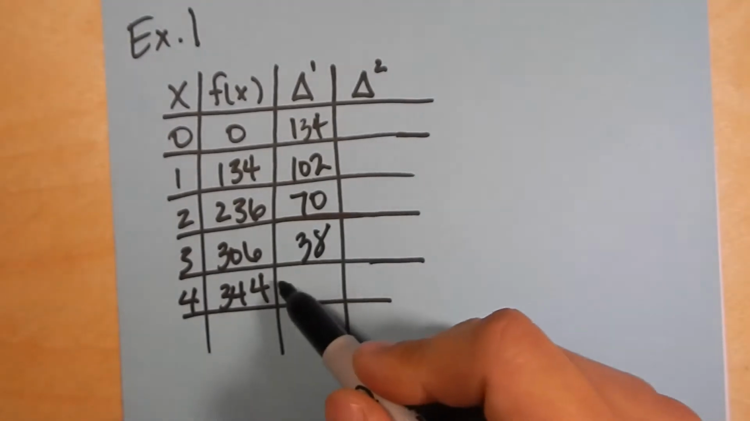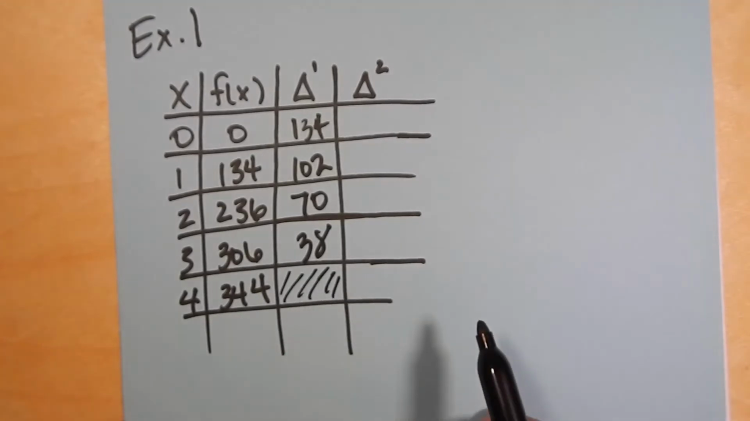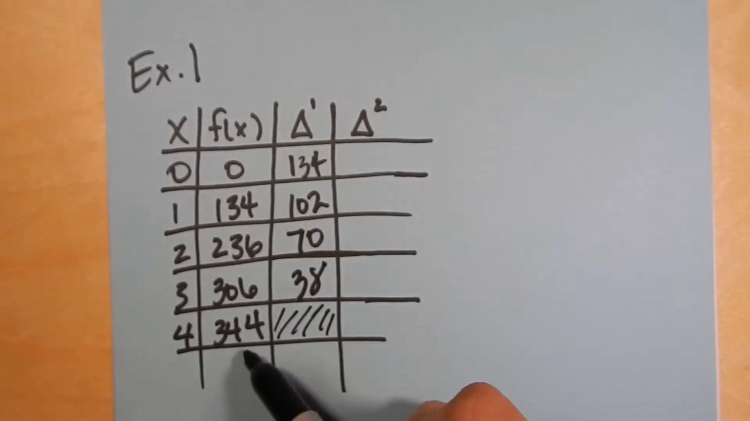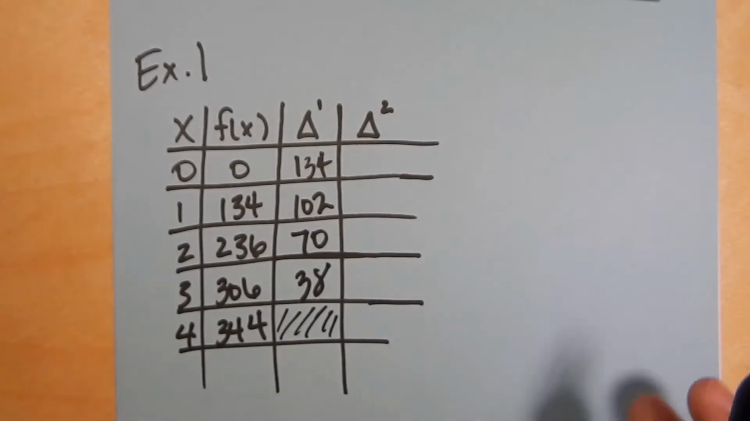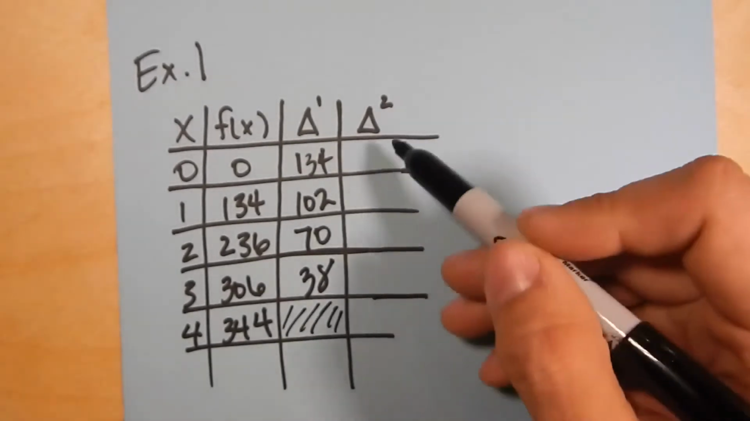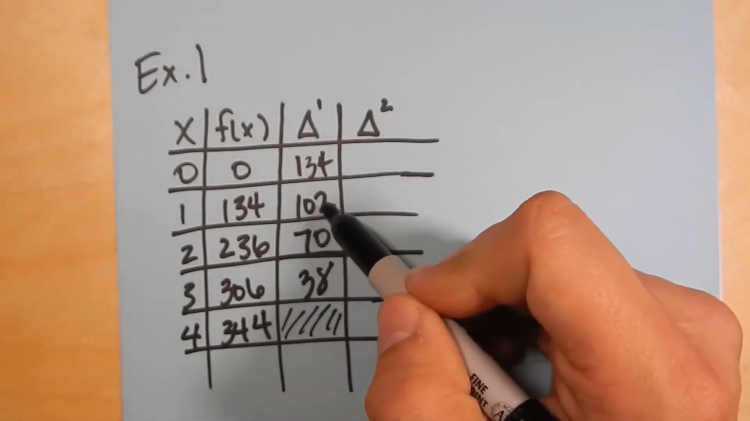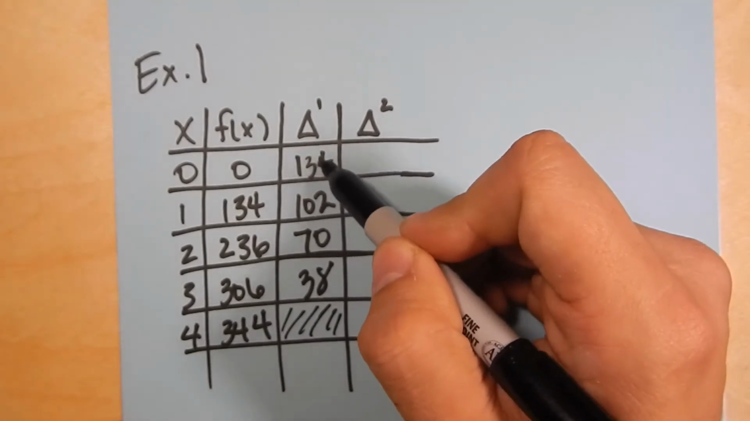Notice we ran out of stuff, so this last one we're going to leave empty. It doesn't have anything because we don't have any more outputs, which is fine. We don't need any more. The last column is the same idea. We're going to take 102 minus 134.